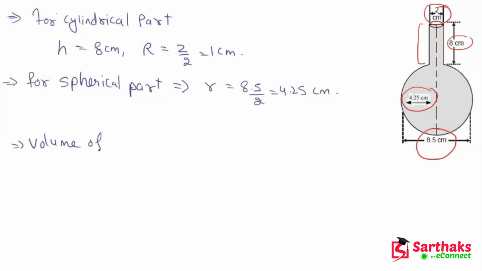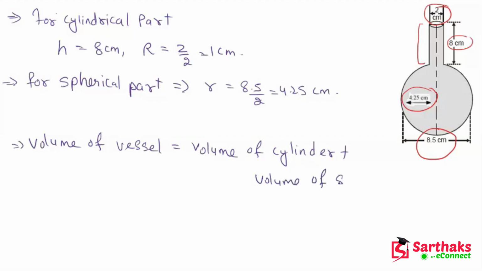So now the volume of this vessel. Volume of vessel is equal to volume of cylinder plus volume of sphere. Okay, my dear friends, we know that the volume of cylinder is pi r square h, plus the volume of sphere, which is 4 upon 3 pi r cube. Okay, now put the values.